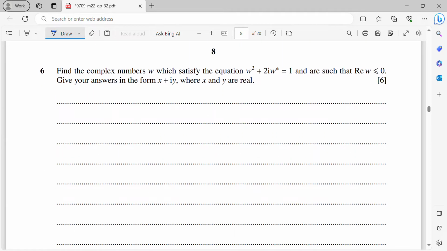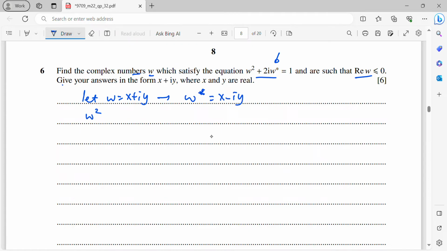Now question number 6. Find the complex numbers w which satisfy the equation, where this is the conjugate of w, such that the real part of w, x, is less than or equal to 0. Give the answers in the form of x plus yi or x plus iy, where x and y are real numbers. So firstly, I will let my w be x plus iy. That means the conjugate is x minus iy.